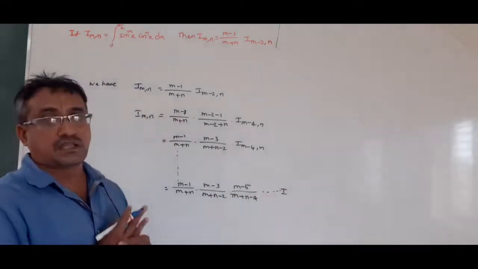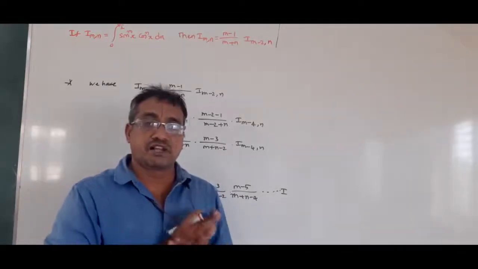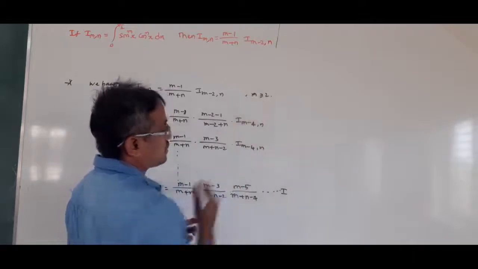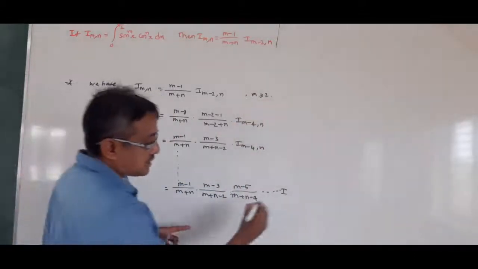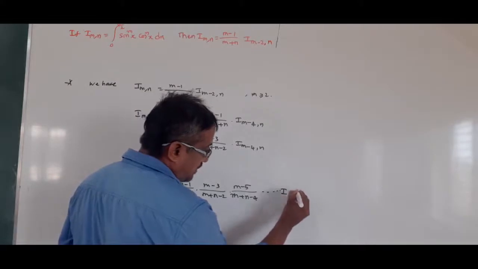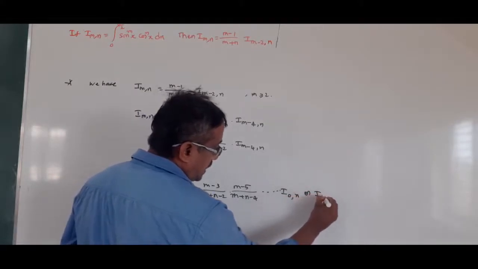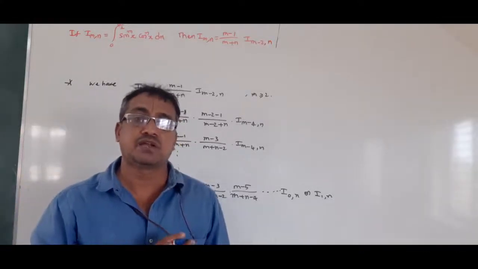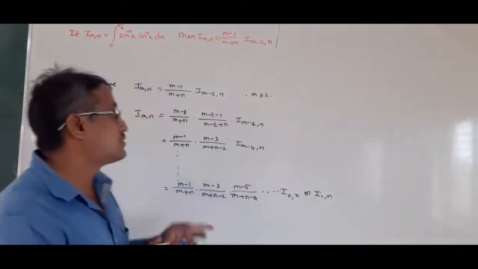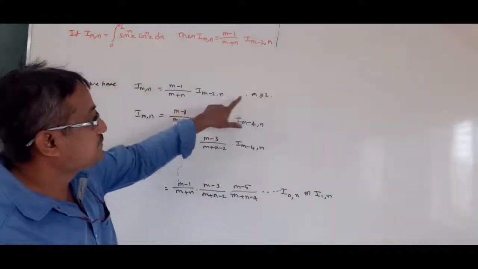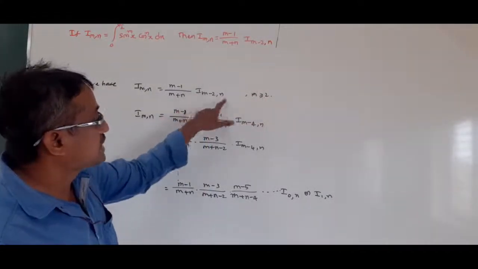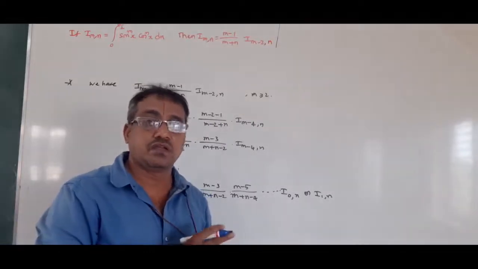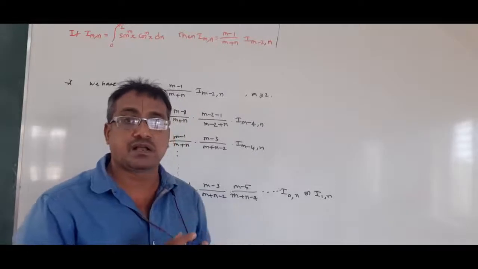Now finally, here you know that m is greater than or equal to 2. What will happen is you will get I(0,n) or I(1,n) depending on the value of m. If m is equal to 2 you will get I(0,n). If m is equal to 3 you will get I(1,n). Now let us see what is I(0,n) and I(1,n).